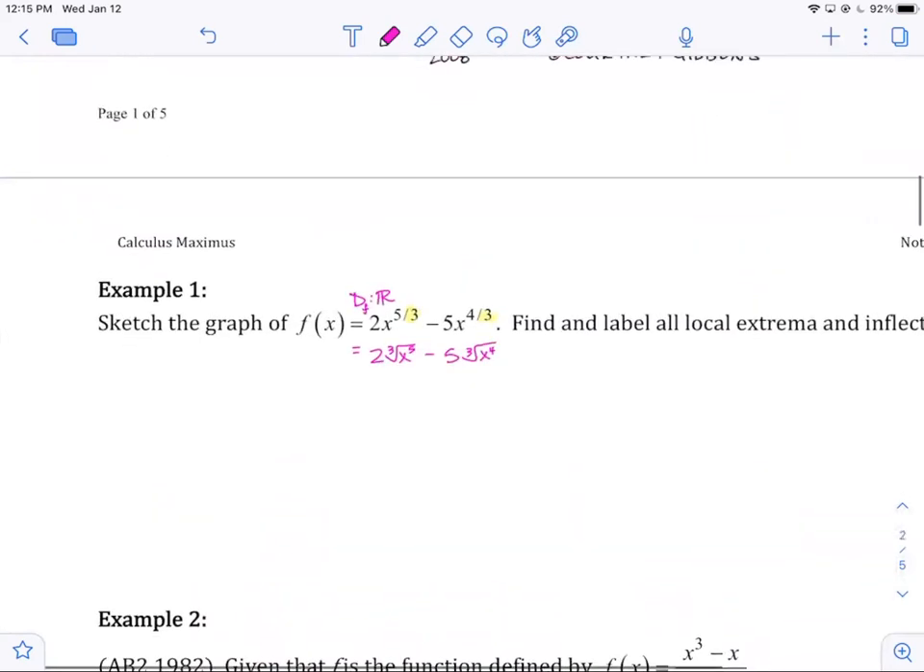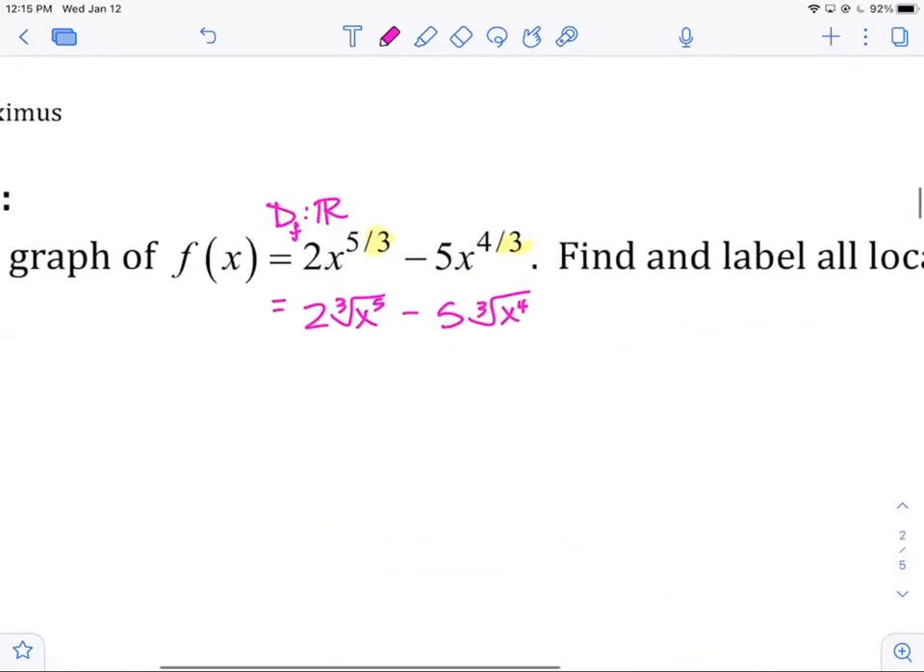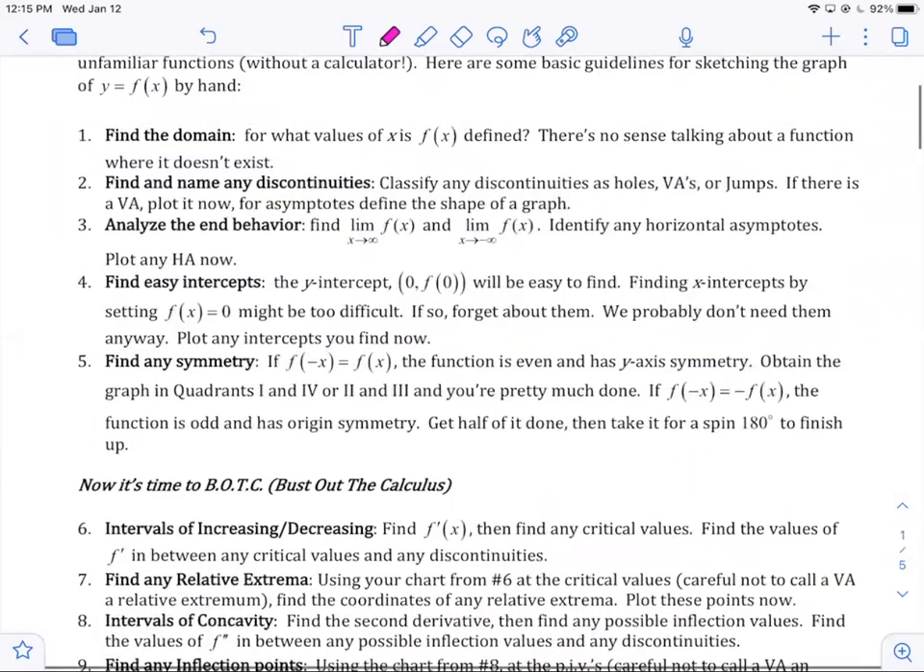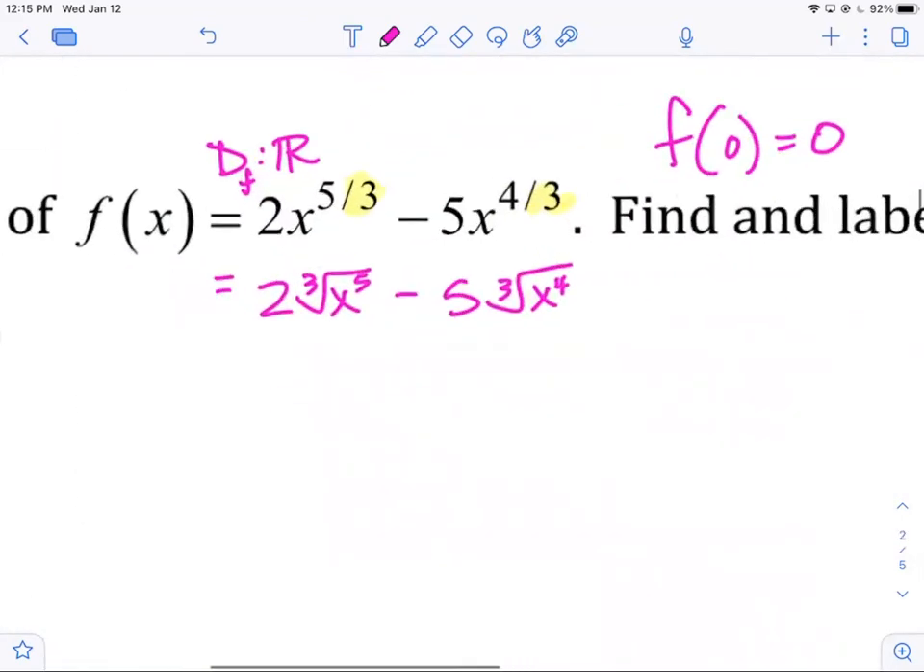Find easy intercepts. Okay, let's do that. Let's find the y-intercept, f of 0. That's easy. You're going to get 0 times 2 minus 5, that's 0. So it passes through the origin. We're almost there. We got 1 point, infinitely many to go. What else can we do? Symmetry. Does this function have any symmetry?